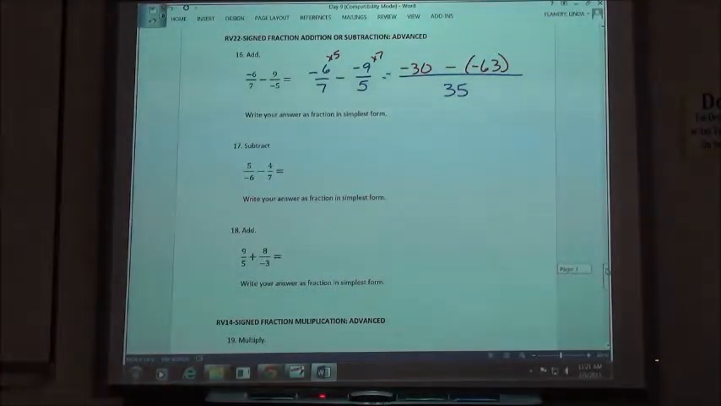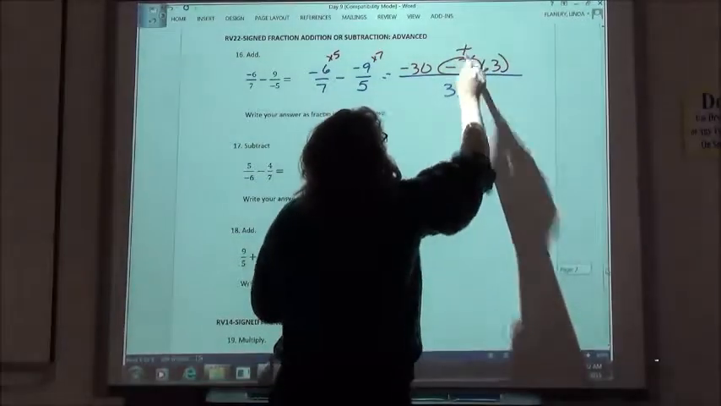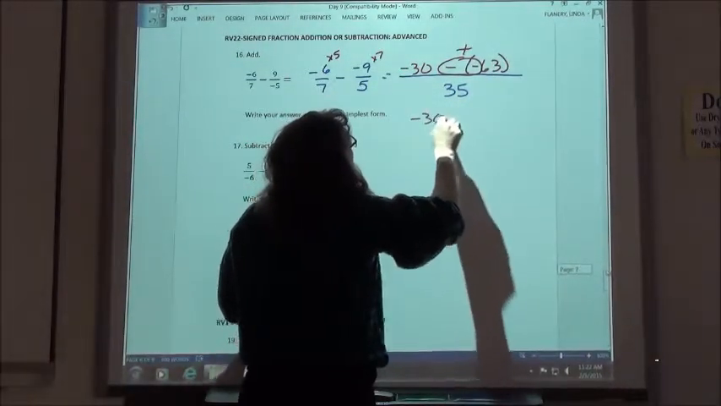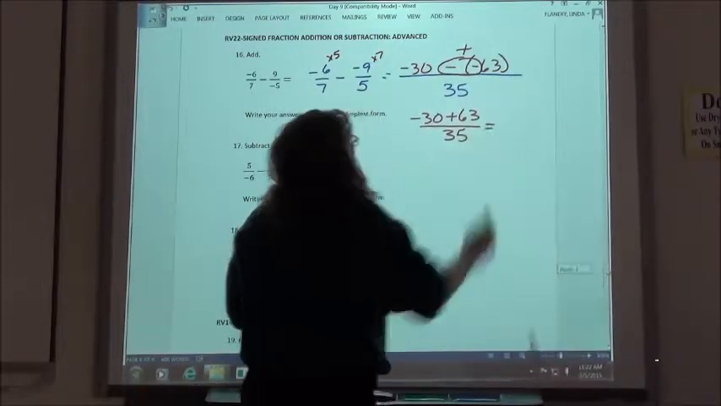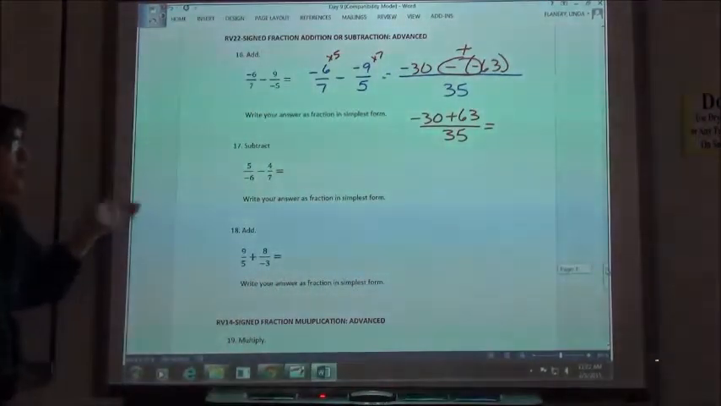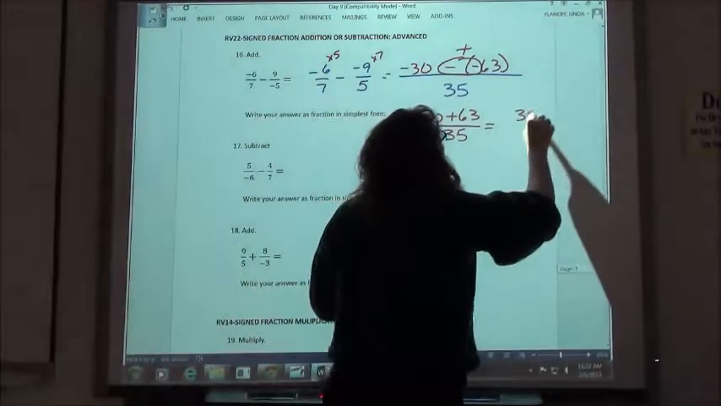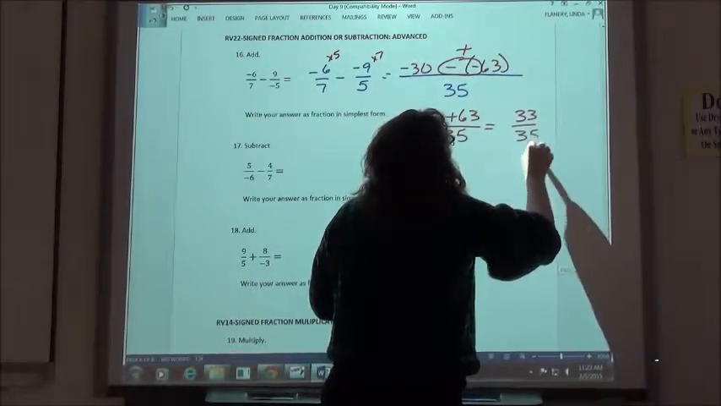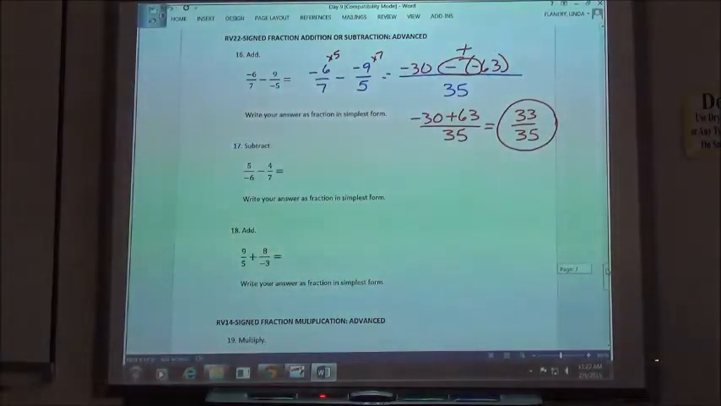So now we have to take negative 30 minus a negative 63. When we subtract a negative, we change it to adding. So we have negative 30 plus 63 over 35. Negative 30 plus 63, I subtract and take the sign of the larger, so we get 33 over 35. We can't reduce it down, so it is in simplified form.